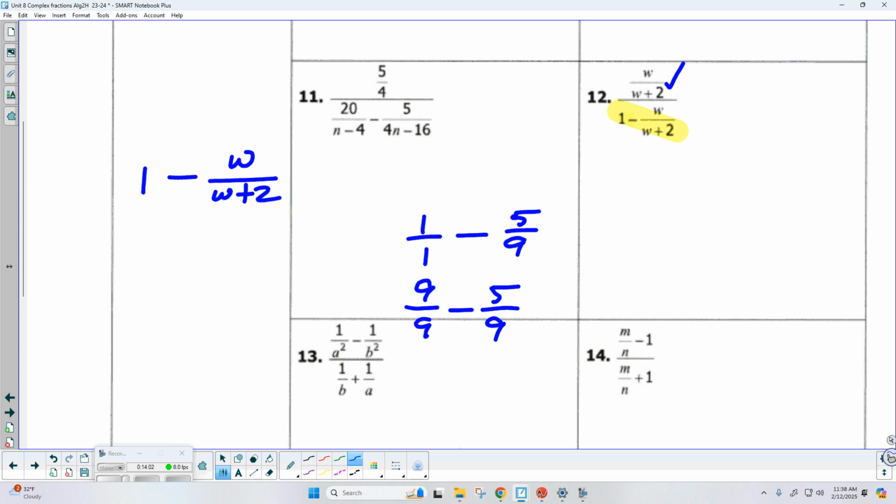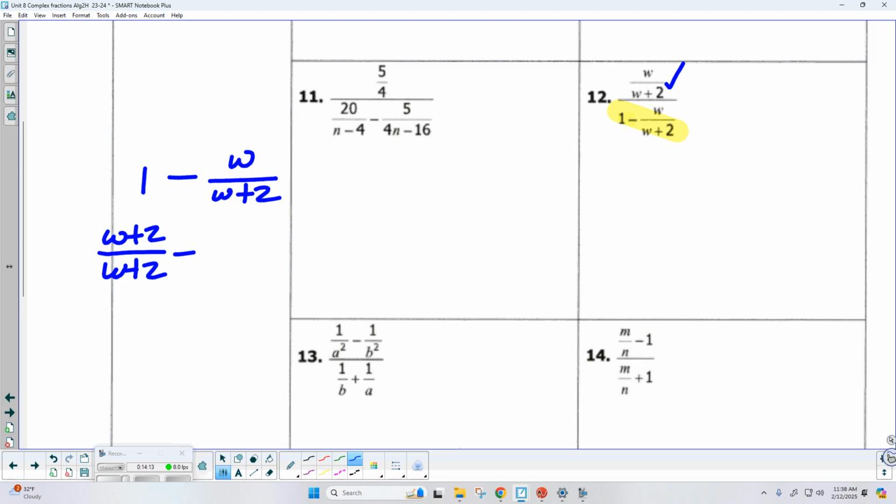Okay. So even though we have a binomial here, we're still going to do the same thing. So couldn't I say this is w plus 2 over w plus 2 minus w over w plus 2? Because isn't that still 1 minus w over w plus 2? Everybody agree? Rowdy, what do you think? You agree? All right.